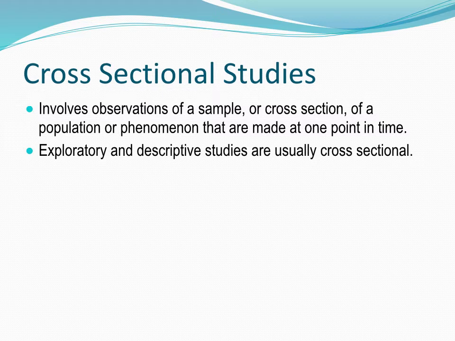Next, the book talks about how time plays many roles in the design and execution of research. Researchers have two options for dealing with the issue of time in the design of their research: cross-sectional studies and longitudinal studies. A cross-sectional study involves observations of a sample of a population or phenomenon that are made at one point in time. Cross-sectional studies usually include studies that are exploratory and descriptive.